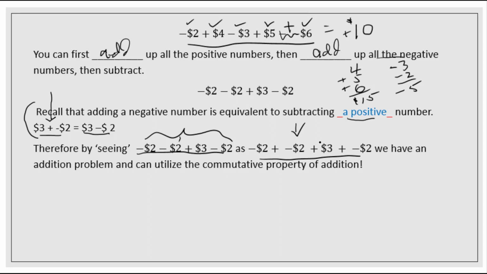I have my positive numbers, or I have $3. That's my positives. That's the only positive I have. And then I have a negative 2, negative 2, negative 2. So I lose $6, and I have $3. Simplified, this is a negative $3.